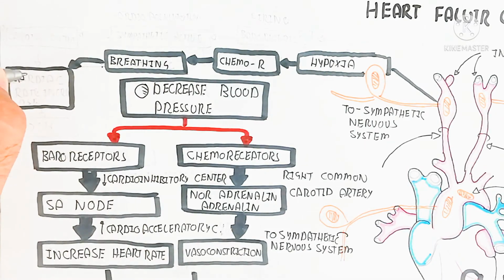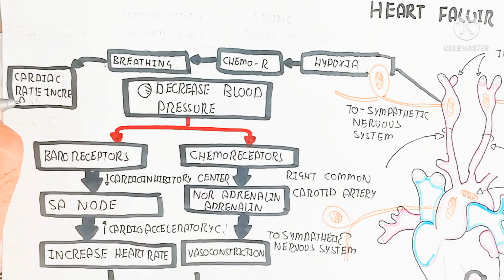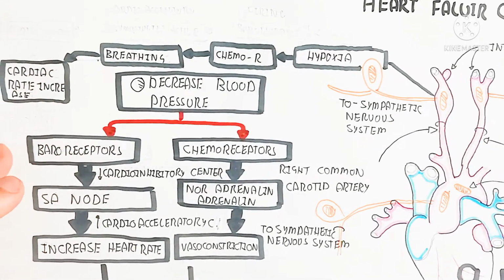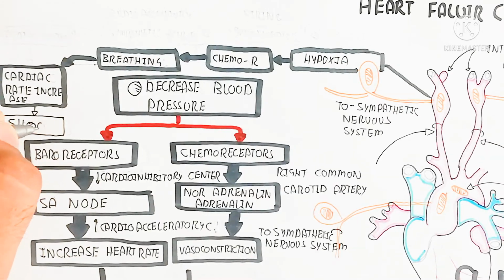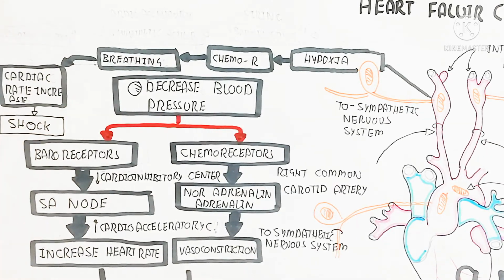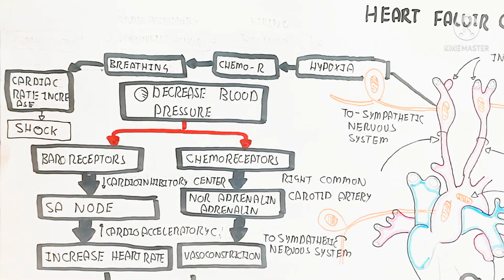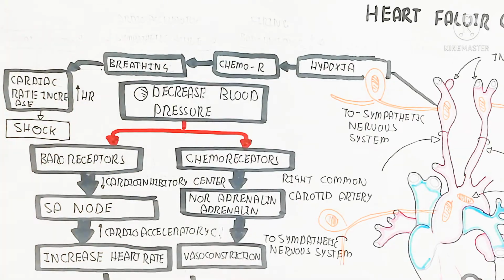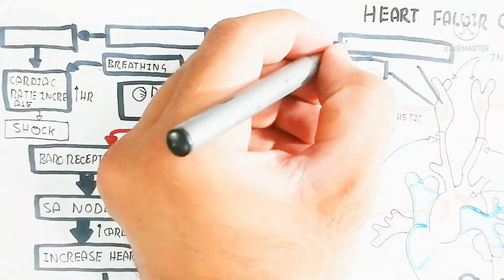While here, due to the hypoxia, the chemoreceptor will detect the hypoxia, meaning the decrease of oxygen, which will lead to hyperventilation. Breathing will increase, and heart rate will be increased and lead to shock. There are different types of shock, but here we will understand it with the plaque development in the coronary artery. And there are a lot of things.